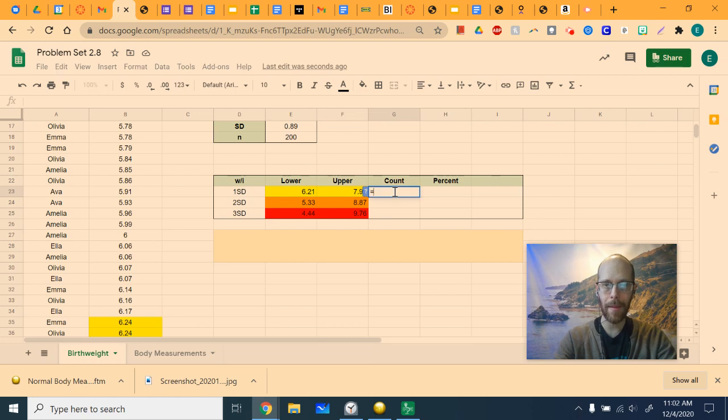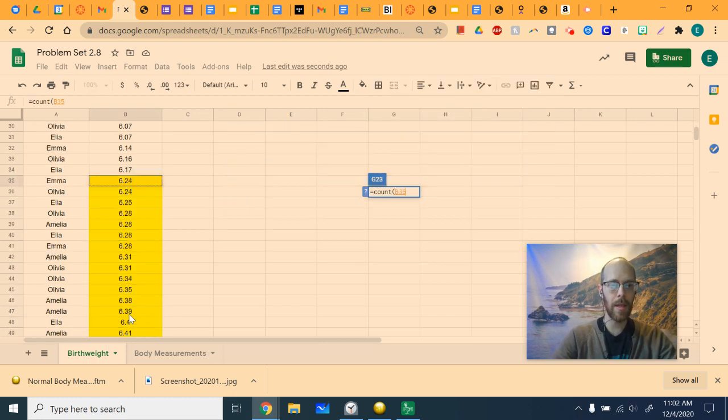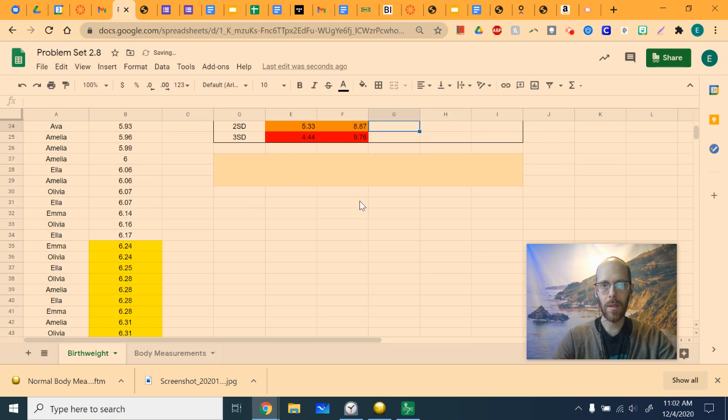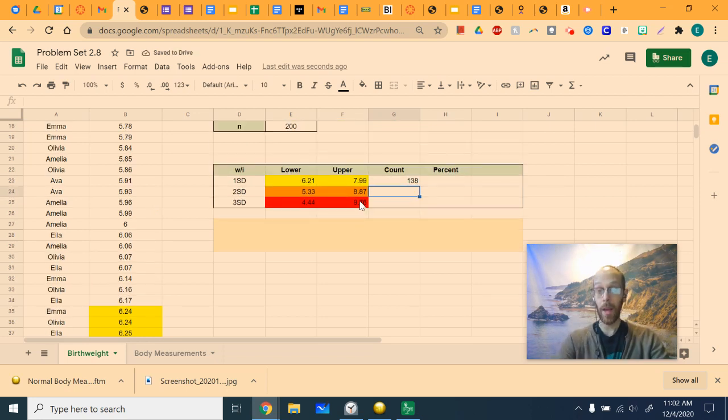I need to know how many of them there are. So now I'm going to count the yellow babies. And that gives me 138. Cool. All right, let's get the counts for the rest of them.